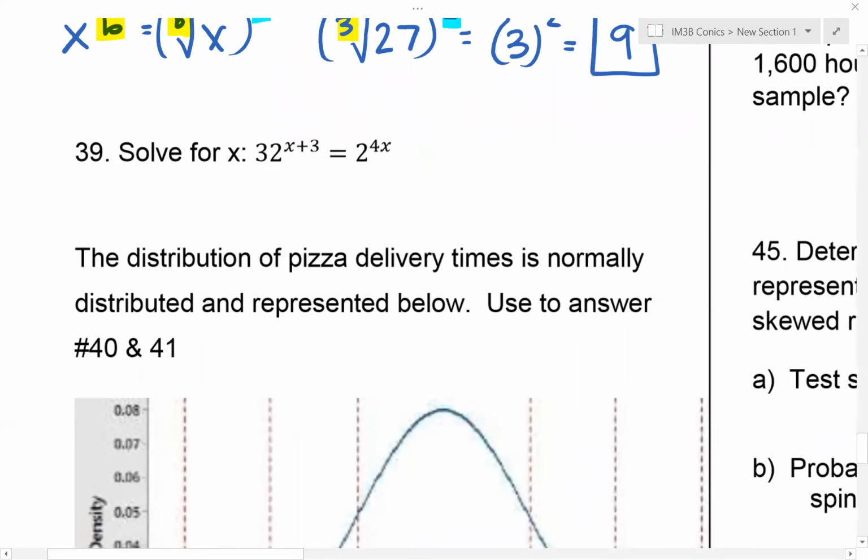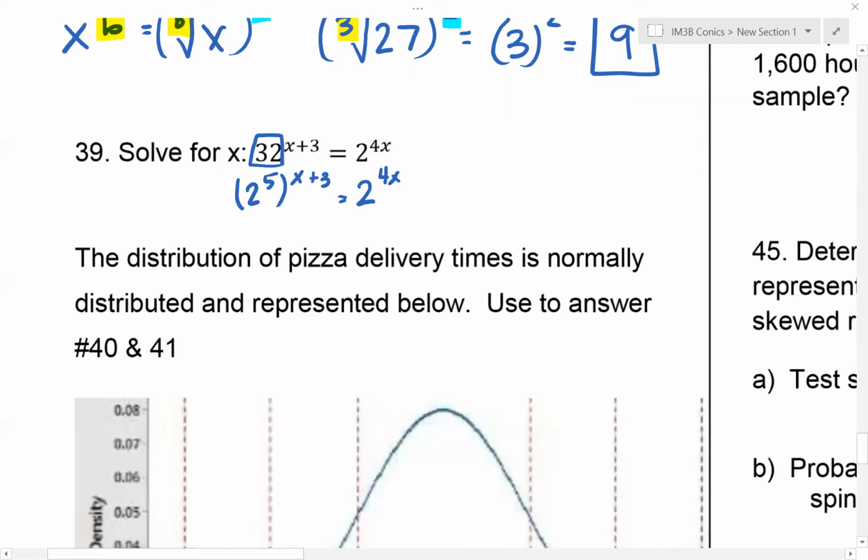For number 9, we have an exponential function. The big idea here for an exponential function is to try to write them with the same base. So we have 32 to a power equals 2 to a power. We want to try to write them as the smaller number. If we can't, we would try to write them both as other numbers. So 32 is actually 2 to the 5th power. So what we want to rewrite this 32 as is 2 to the 5th, and then we have our x plus 3 as a power equals 2 to the 4x.